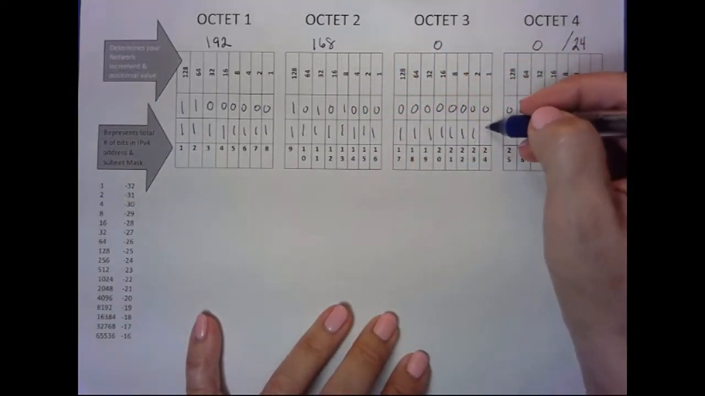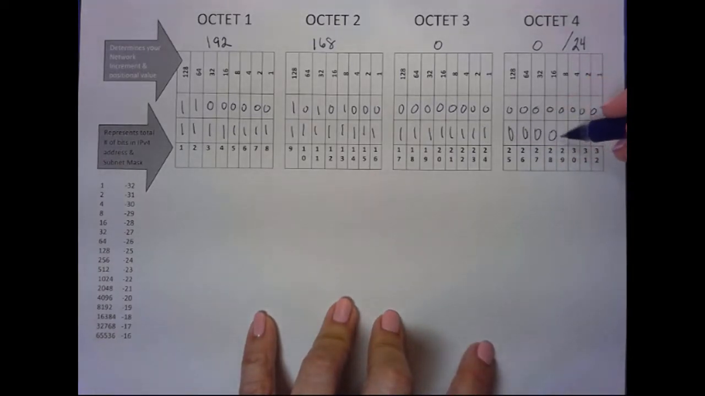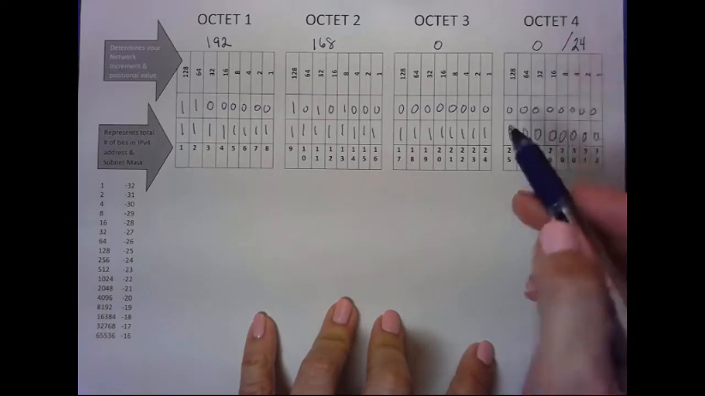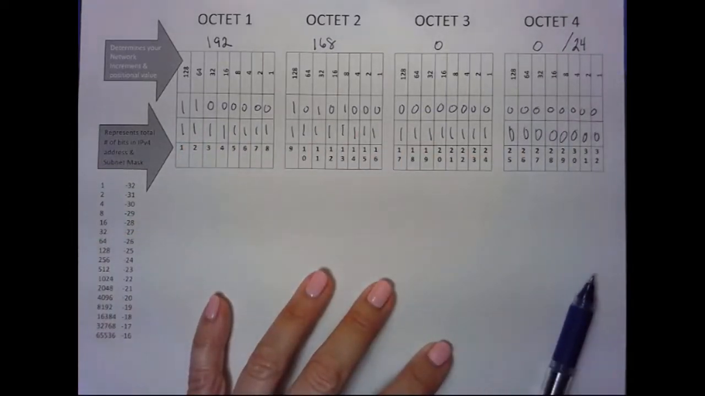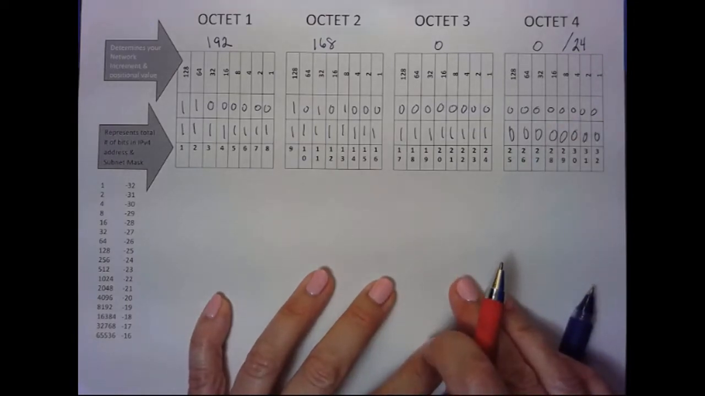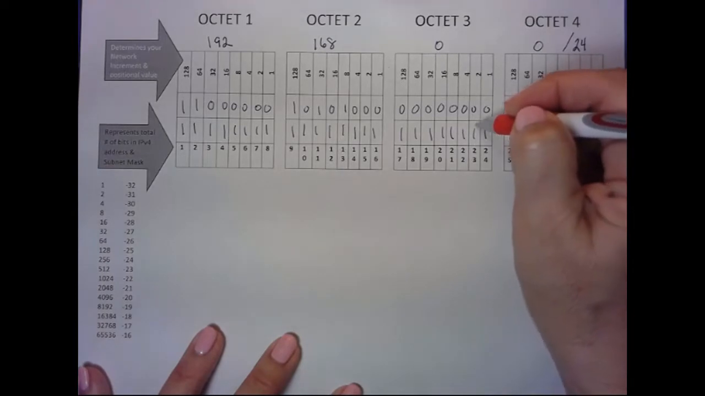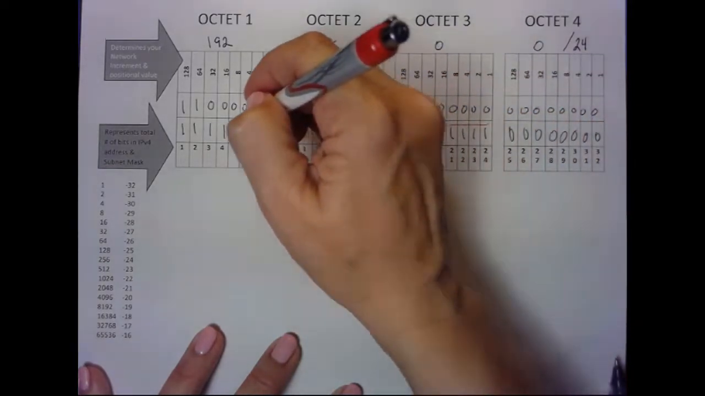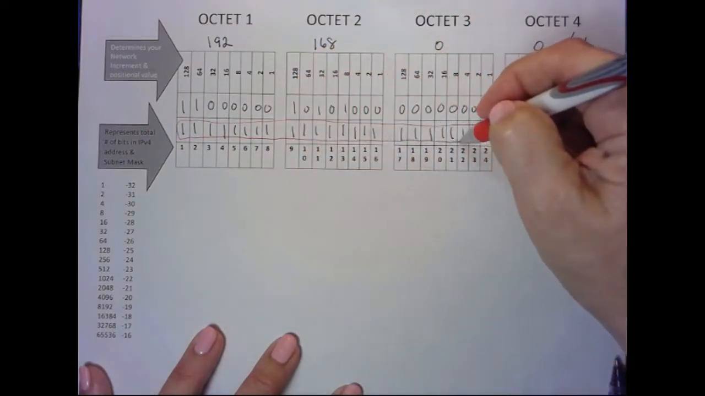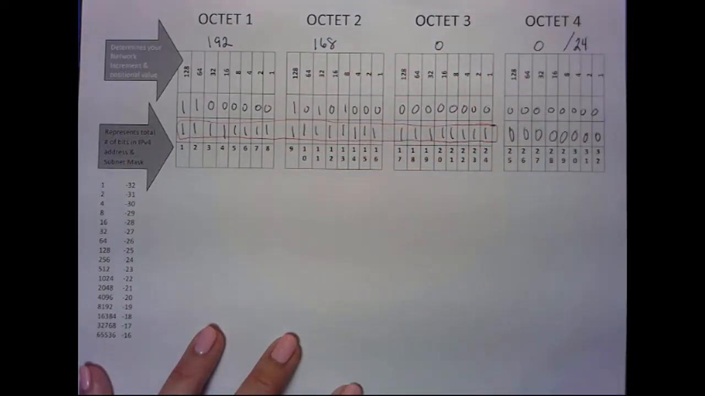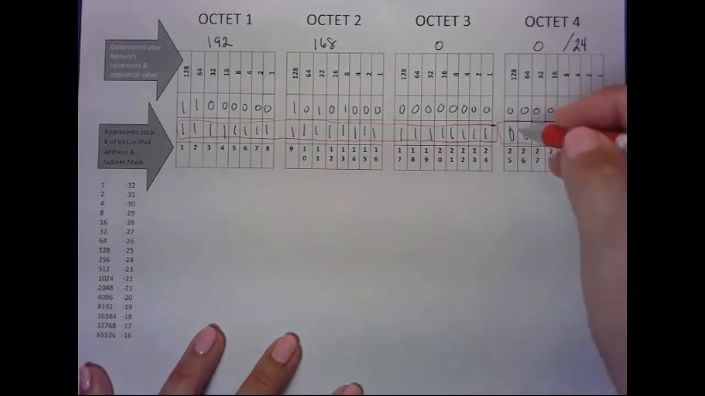So we learned that the 24 tells us all of the consecutive ones, right? And the rest are going to be all zeros. So what's important about the subnet mask is all of these ones, these represent network bits. This is basically assigned to us from our provider, our ISP. These are all host bits, okay?